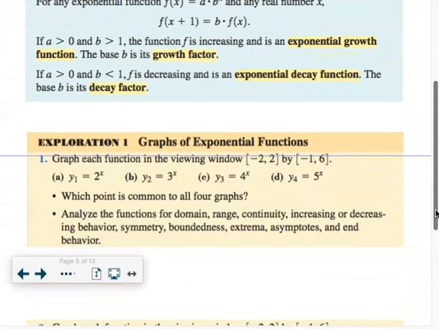So exploration 1 has us using graphs of exponential functions, and it says graph each function, and it gives us a viewing window there. Now you're welcome to do that, but these again are review from both Algebra 1 and Algebra 2. So my hope is that you look at y sub 1, y sub 2, y sub 3, y sub 4, and you're saying to yourself, well, those are all growth functions. So when we graph those, they're going to look like this.